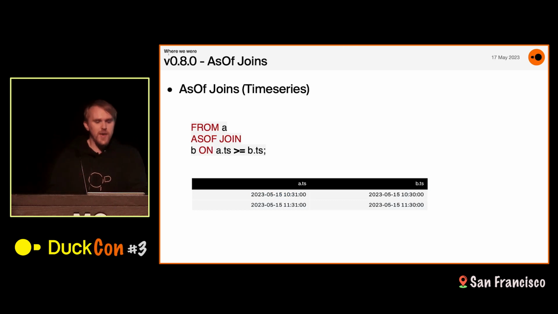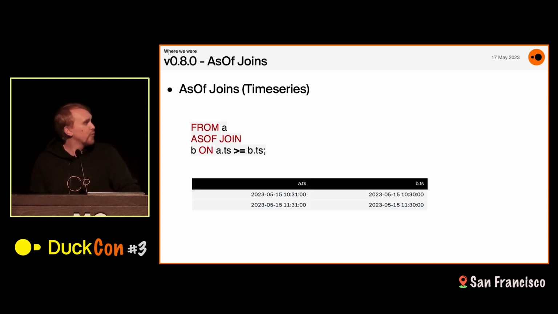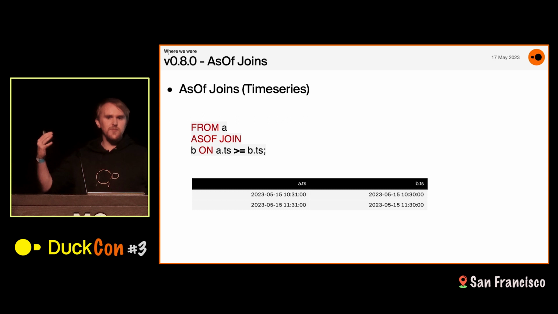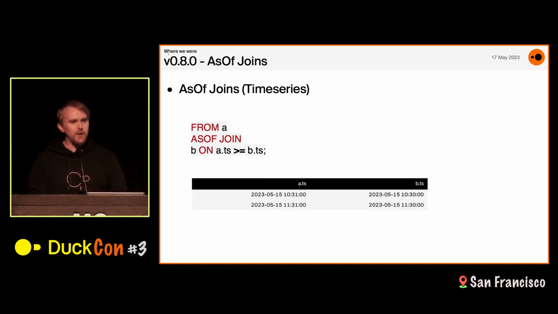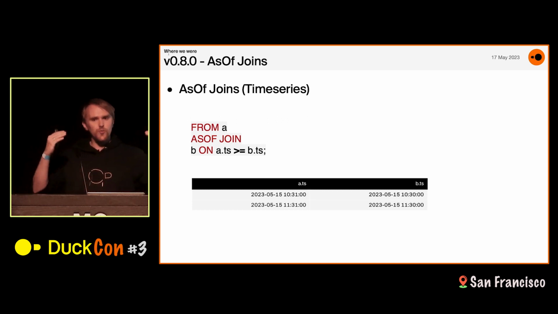Another cool feature that we had in 0.8 was the as-of joins. This is essentially a fuzzy type of join that's mostly useful for time series data sets. The idea behind an as-of join is that you have two different sets of time series data that are maybe not entirely overlapping, right?